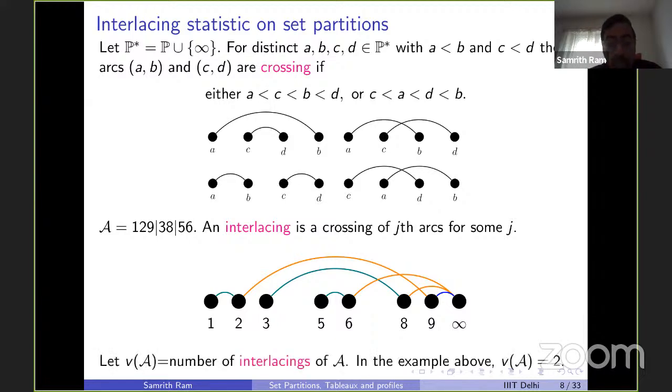If VA is the number of interlacings of this set partition, then VA is simply equal to 2, coming from the crossings of the orange arcs. The crossing between the green and orange arc is not counted here. This is some kind of variation on the crossing number, where you look at all possible crossings irrespective of the position of the arc.